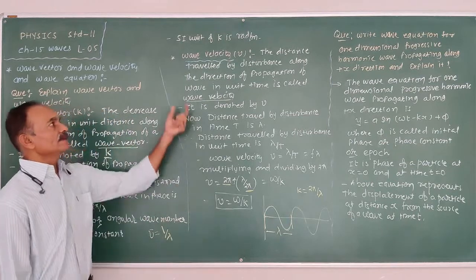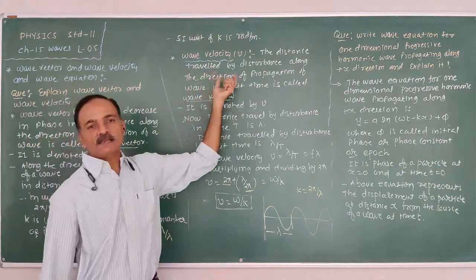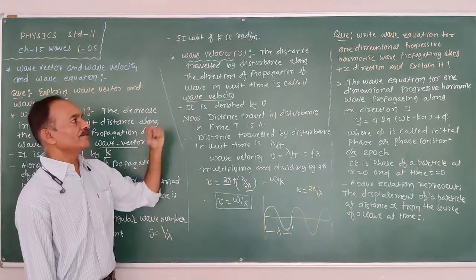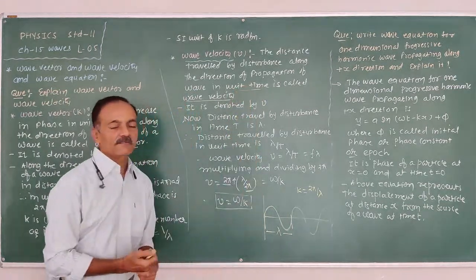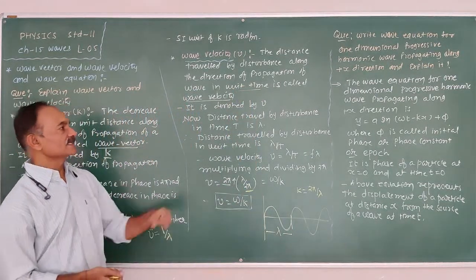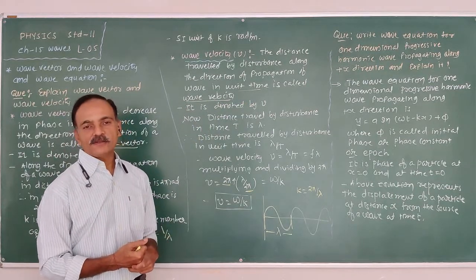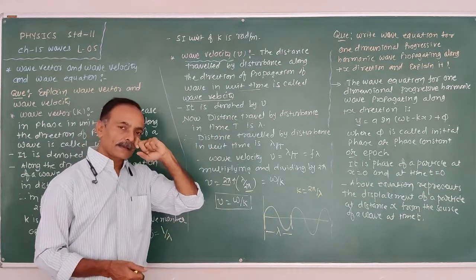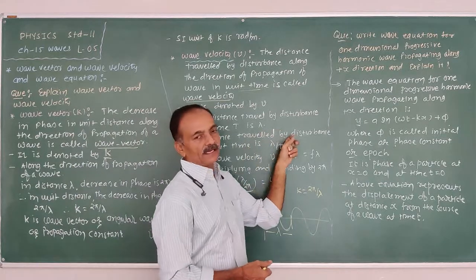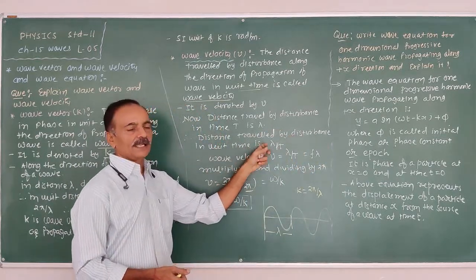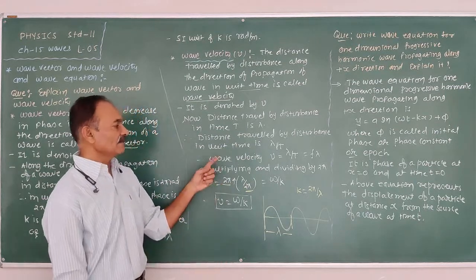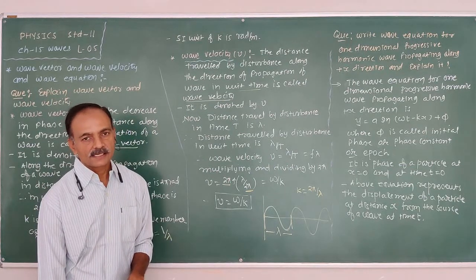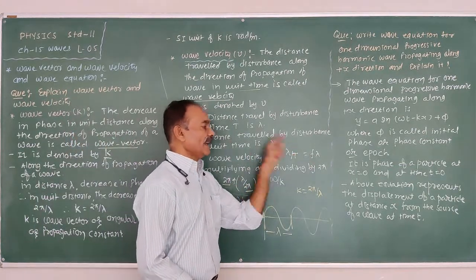Again we repeat, what is the wave velocity? The distance traveled along the direction of propagation of a wave in unit time is known as the wave velocity. It is denoted by v. Now we know that the distance traveled by the disturbance in time T is lambda. Therefore, the distance traveled by the disturbance in unit time is lambda upon T, and that is our wave velocity. v is equal to lambda upon capital T. But we know that 1 upon T is f. Therefore, f into lambda.